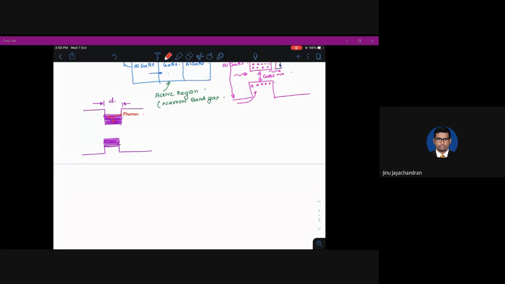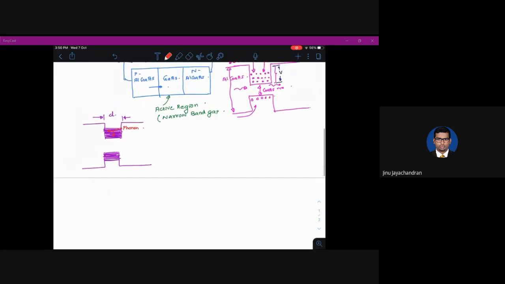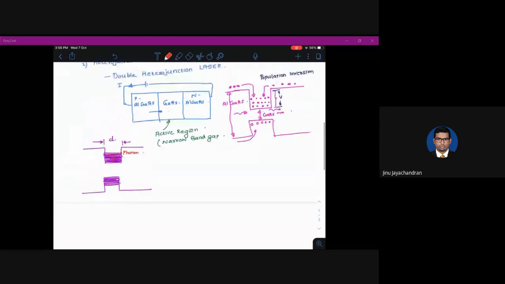Okay. Now this is basically the structure, and this is how the heterojunction laser works. Now the main disadvantage of this one is the light emitted is not directional. Or you can say it is not purely directional. It is spread.